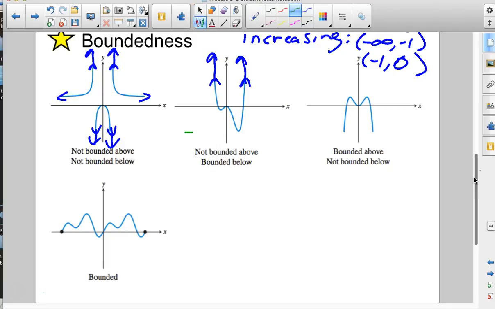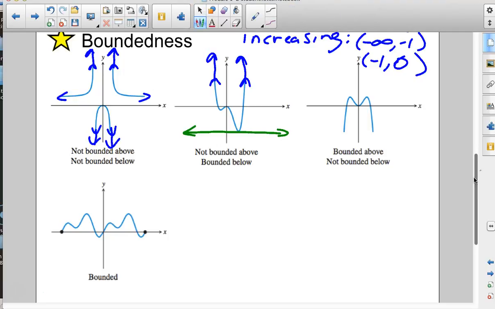But there is a lowest spot down there. So I could draw a horizontal line that it would never touch. Get really, really close to it, but never touch. So this is bounded below. It does have a line that we could represent, hey, it doesn't go any further than this.